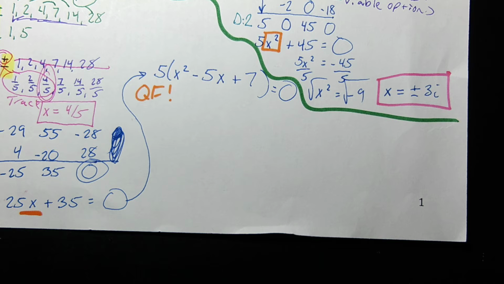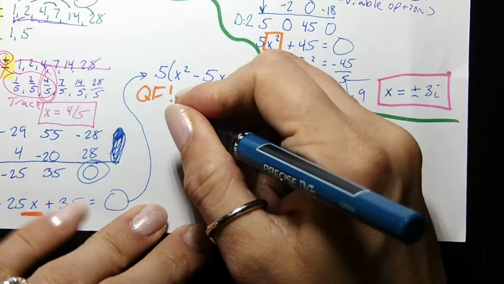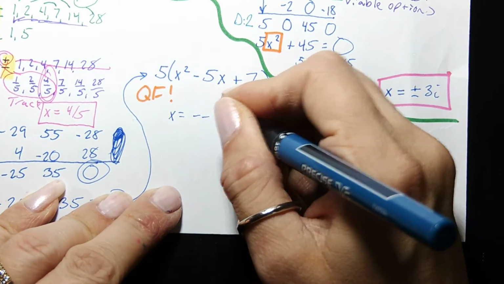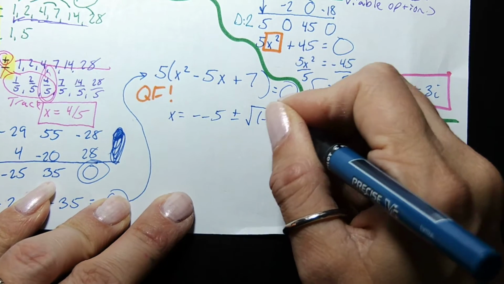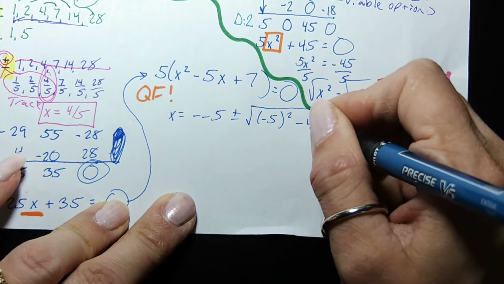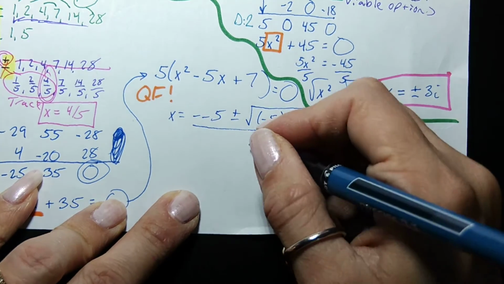All right, folks, here we go. So we left off with the quadratic formula on this one. So x equals negative b plus or minus the square root of b squared. Don't forget your parentheses. Minus 4 times 1 times 7, all over 2 times 1.